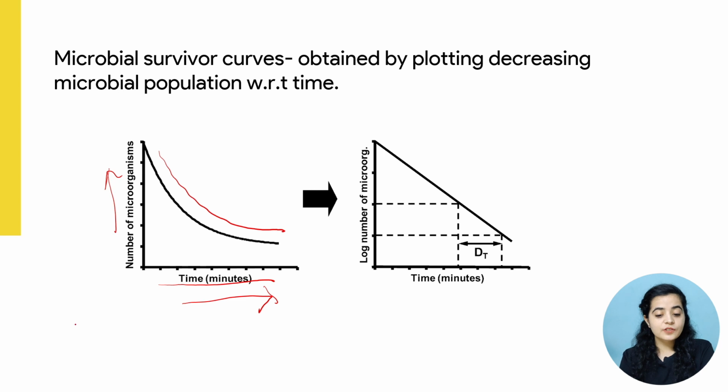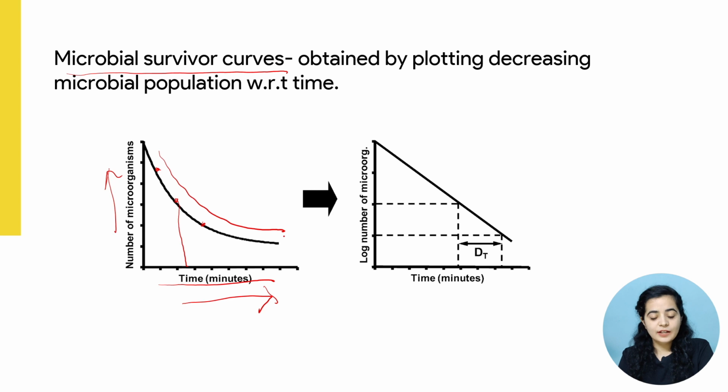This curve is also known as the microbial survival curve. Why is it known as the microbial survival curve? Because at each point of time, you have the number of survivors. If you are putting an external factor such as heat to destroy the population, at a particular time some are destroyed and some survive. Therefore, its name is microbial survival curve. Now we see that this is the curve we are getting.